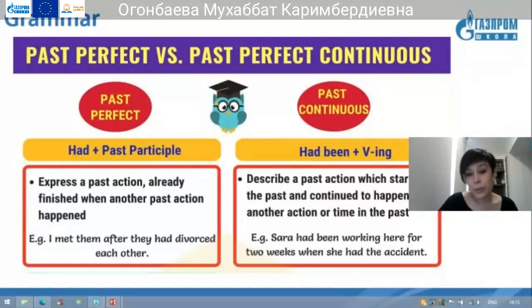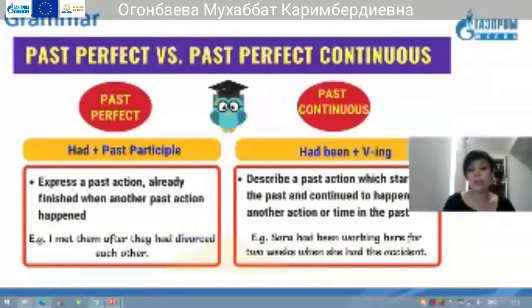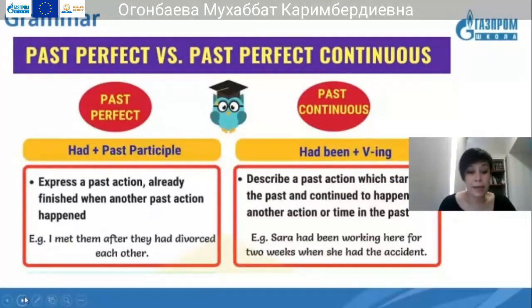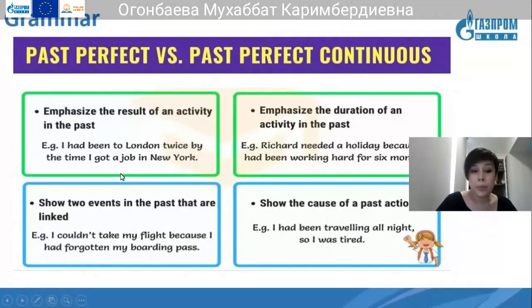What comes to past perfect continuous? When we describe an action which started in the past and was in the development of the action, was in the continuation in the past as well. Right, the second option when we use past perfect.